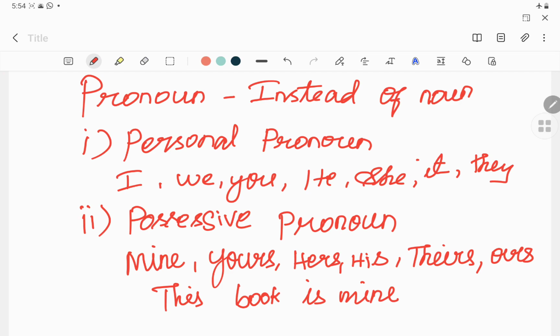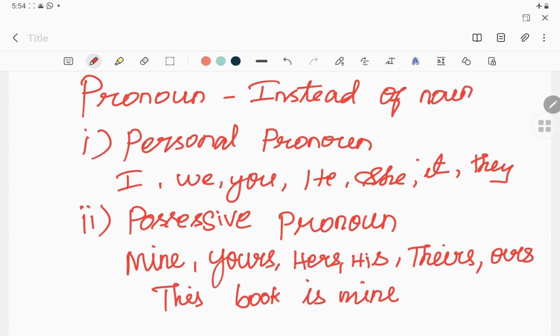This book is yours. Is it yours? Like that, I ask a question, and what is your reply? This book is mine. Yes, it is mine. When I ask whether this is yours and you say yes, it is mine, claiming it as your own, there we want to use possessive pronouns. This book is hers. This book is his, and theirs, ours. These all come under the possessive pronoun.